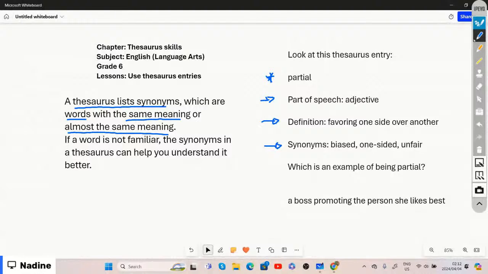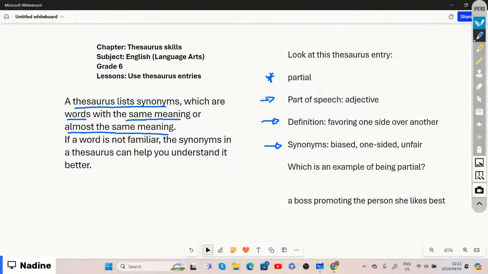So partial means it is just one-sided, it is unfair. In this case, we can say that a boss promoting the person that she likes best is quite unfair, right? It is unfair towards the others who are working hard to get the promotion, or who have been there for, let's say, years and have been proving themselves. Which means that partial is favoring one side over another.